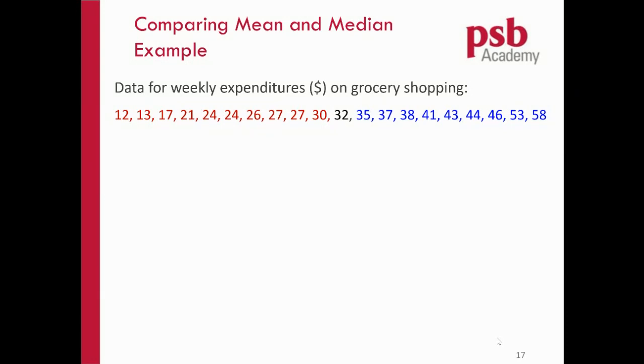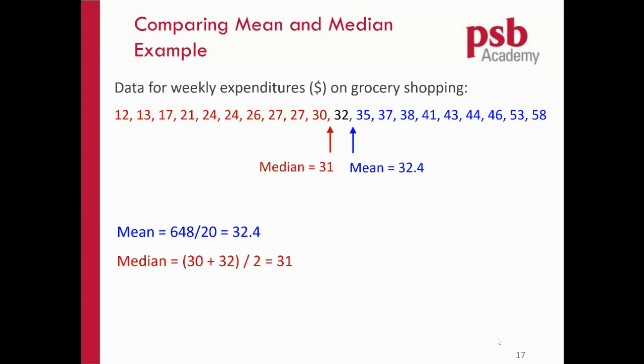Now, if I were to ask you what is the mean and what is the median of this data set, use the way you calculate. To find the mean, just add all the numbers together and divide by 20, right? So you get 32.4. How do you find the median? You just cancel on each side and you find that the median is right in the middle of 30 and 32. So it's supposed to be 31.